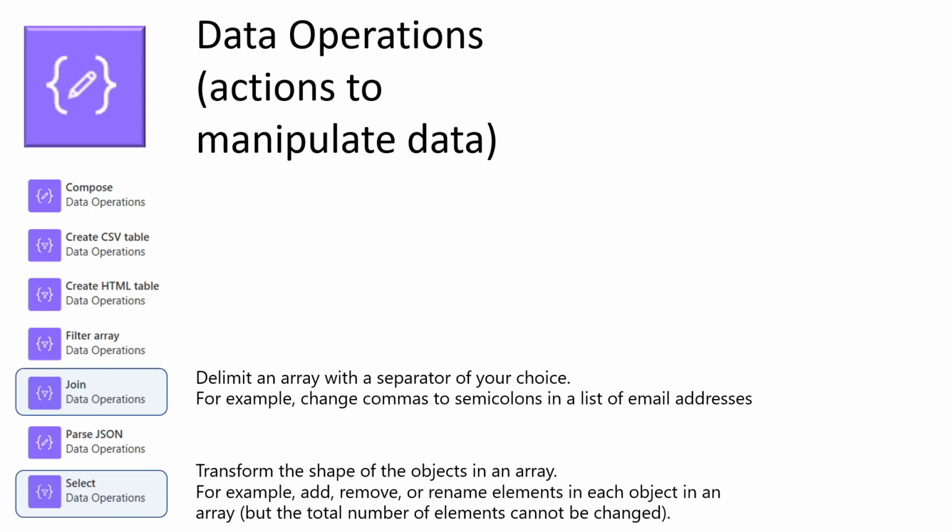And then select lets you in some way transform the objects in an array. So for example, adding, removing, or renaming elements, but just to be aware that with the select, you can't change the total number of elements. You can add one and remove one, but you can't change the total number.